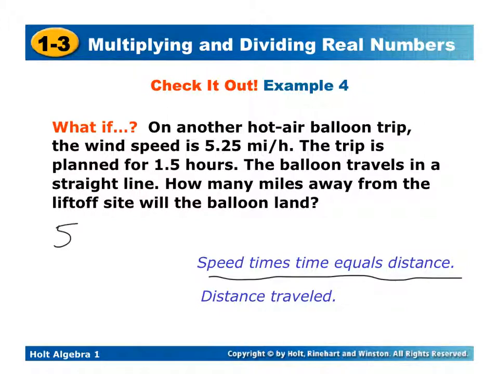So here we have 5.25 times 1.5 hours. So you're going to go ahead and multiply those out, which is going to give you 7.875 miles that they travel, or that they'll be away from the liftoff site.